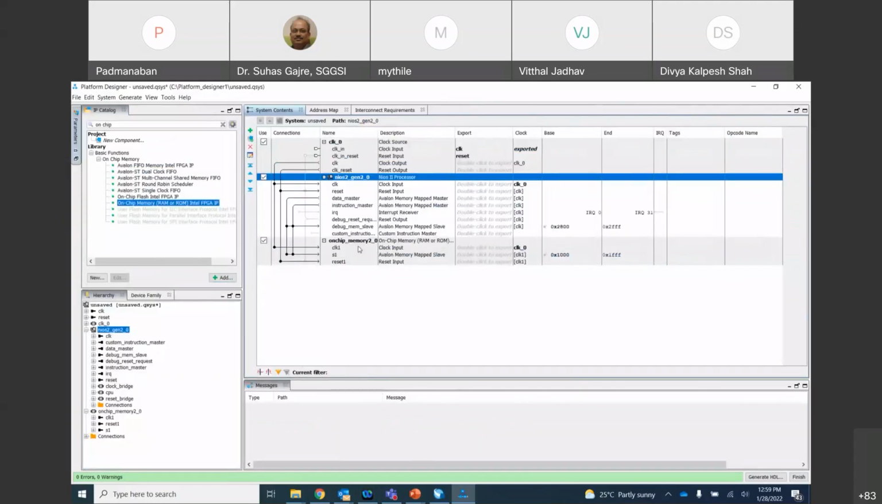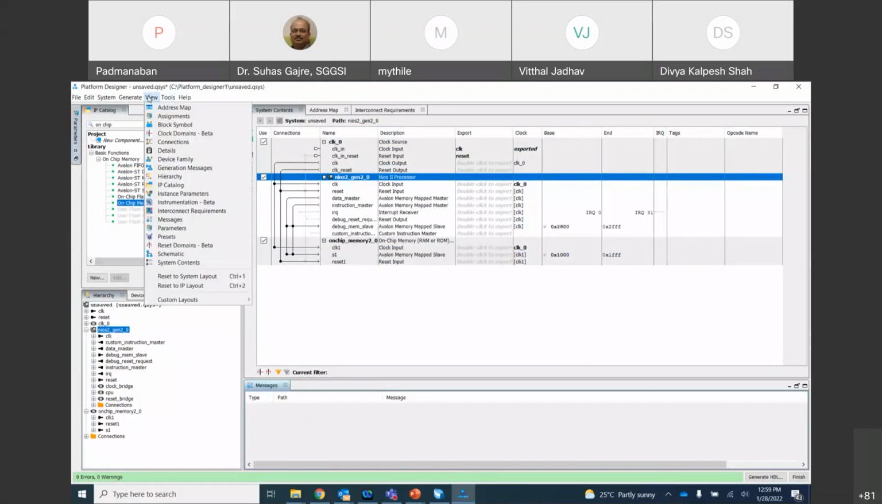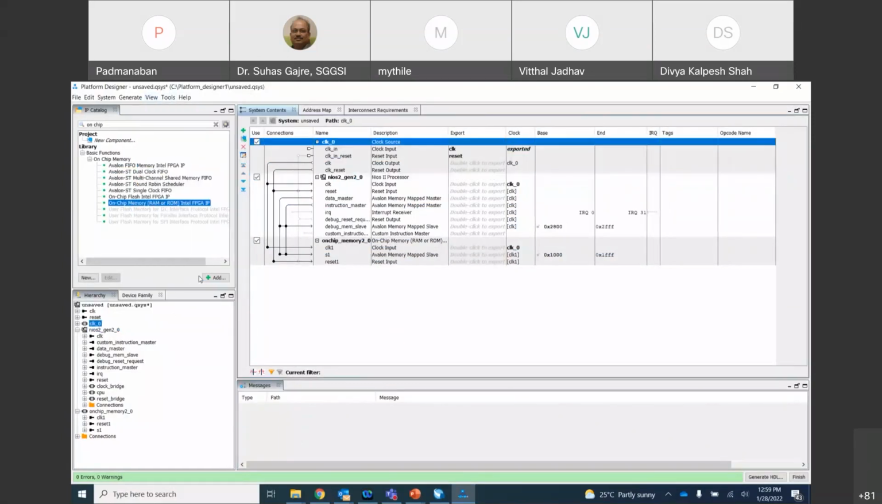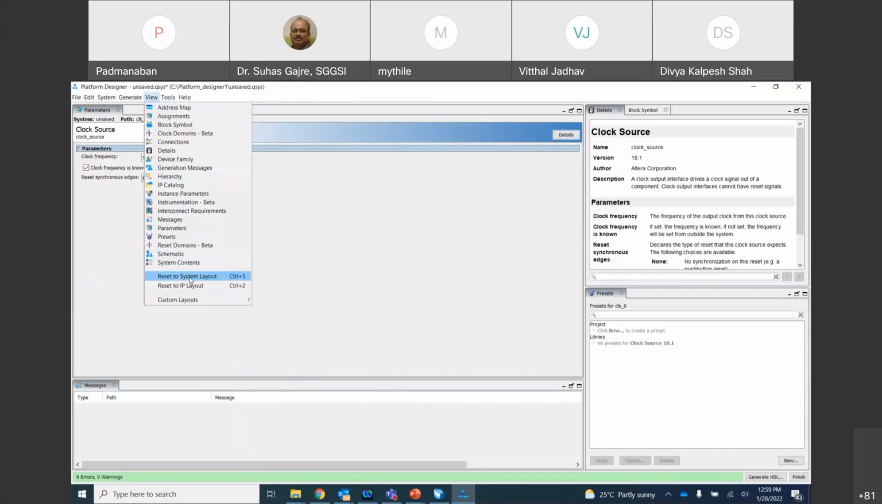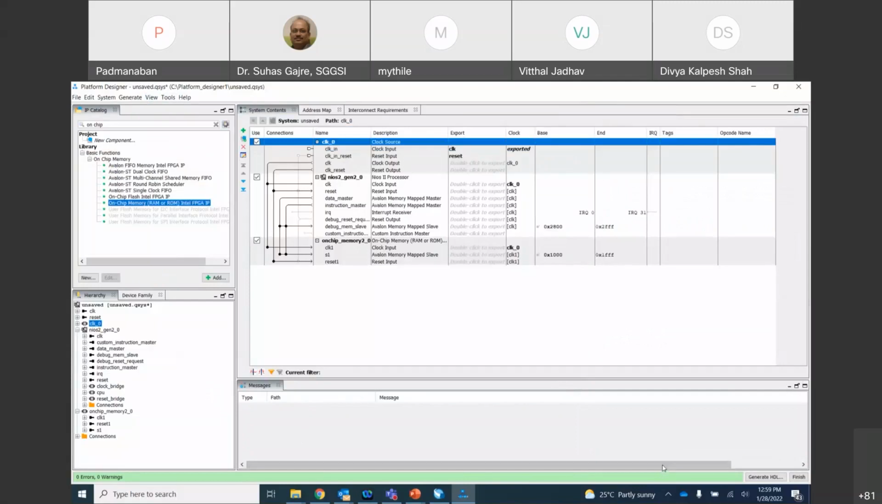Now you could see the on-chip memory details are taken. Right? So this is the way how you can complete the design. Right? Now you could see a specific thought process here.